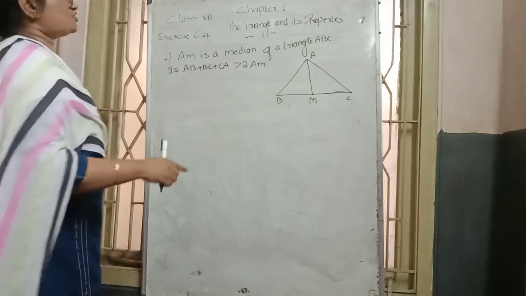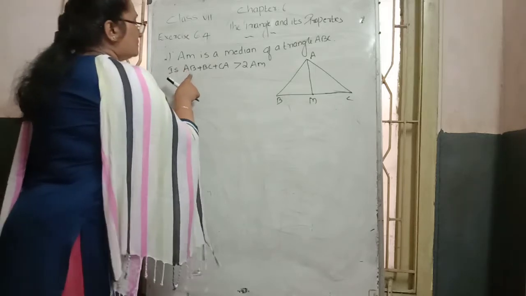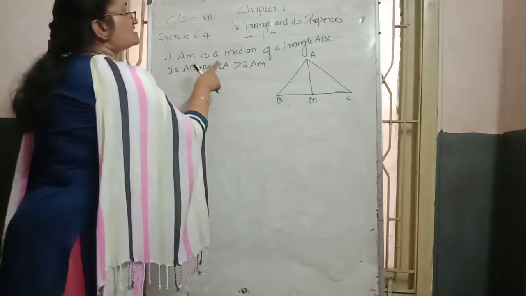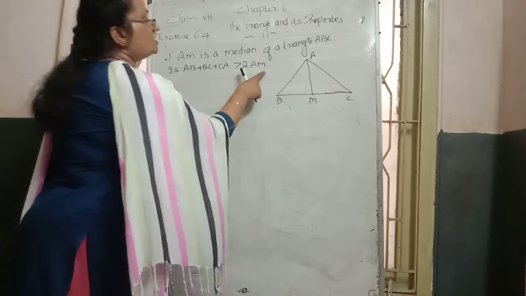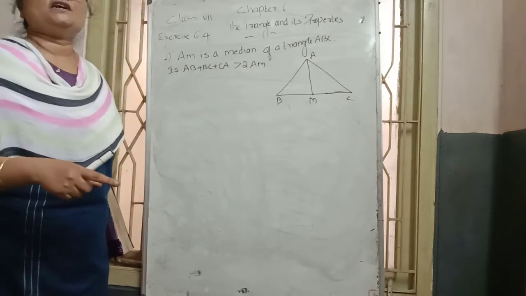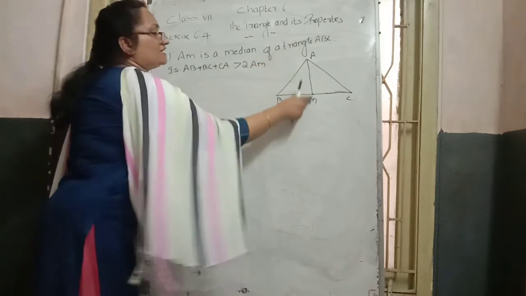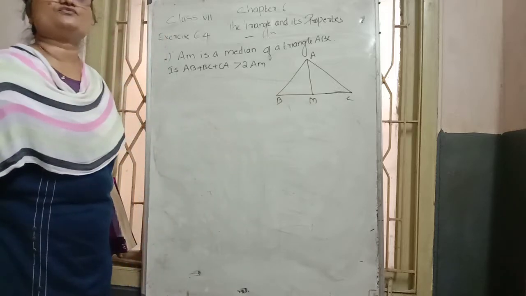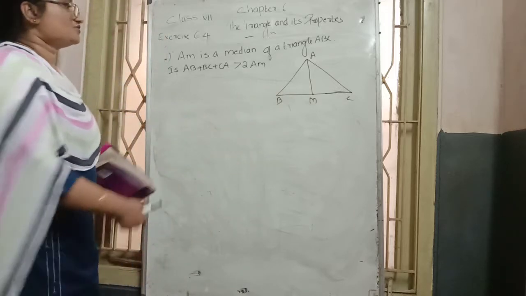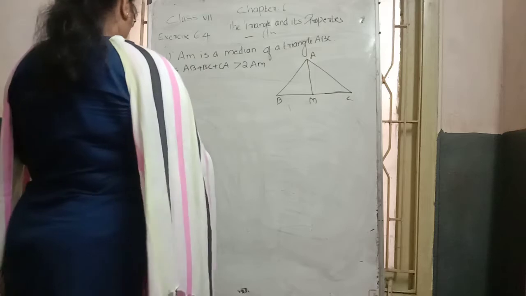What are they asking you to prove? We want to prove that AB plus BC plus CA is greater than 2 times the median AM, where AM represents the median of the triangle. How do we find that out?